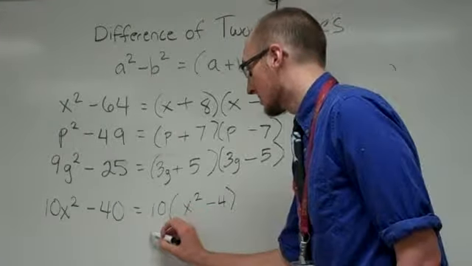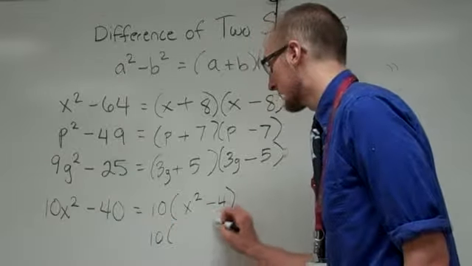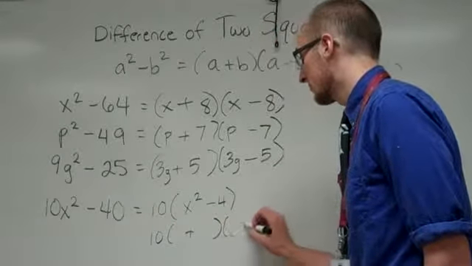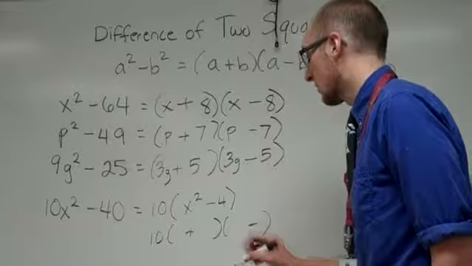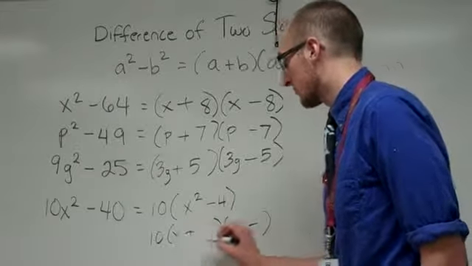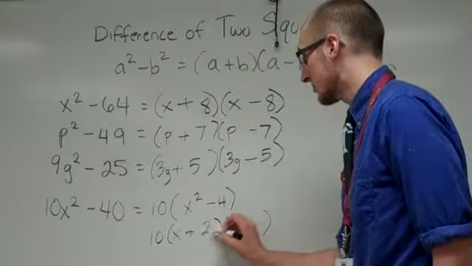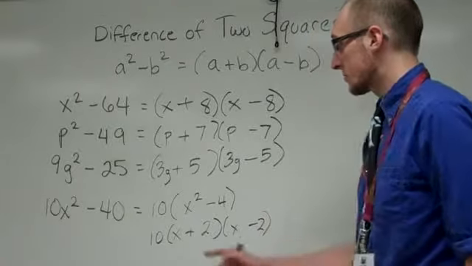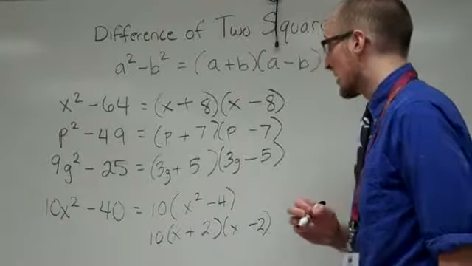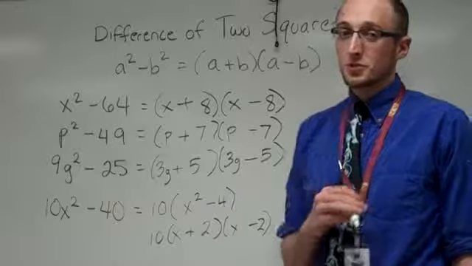So we can actually keep going and make this 10 times something plus something minus. Okay. X times x gives us x squared, and 2 times 2 gives us 4, leaving us with 10 times x plus 2 and x minus 2. It's the difference of two squares.